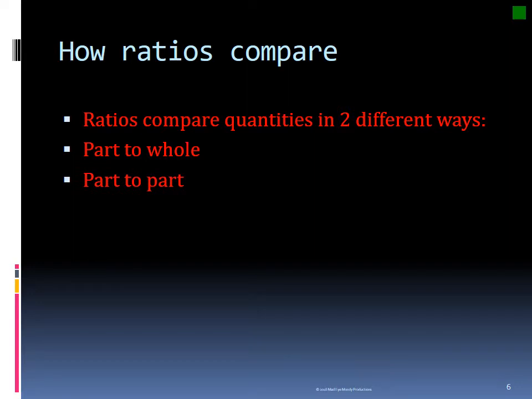So ratios are dealing with parts and wholes. You're either looking at how one part compares to a whole, or how one part compares to another part.